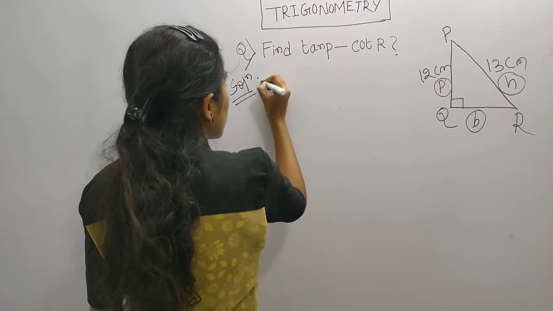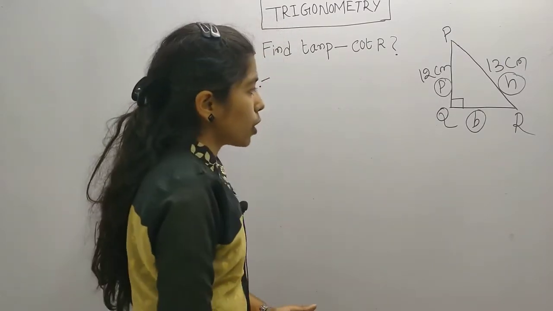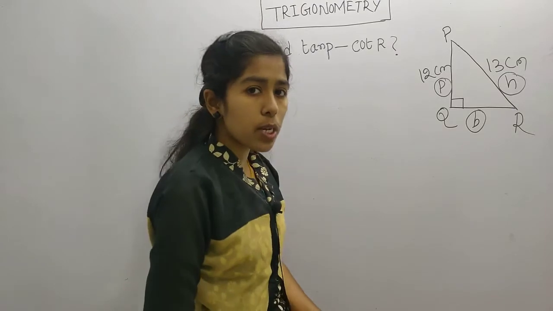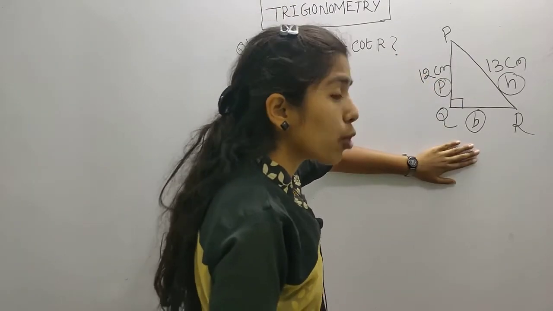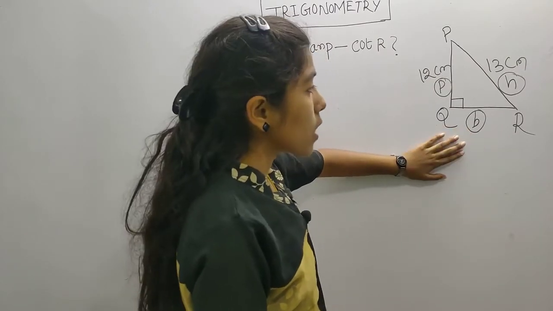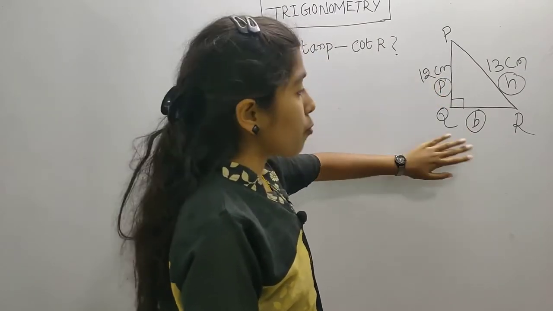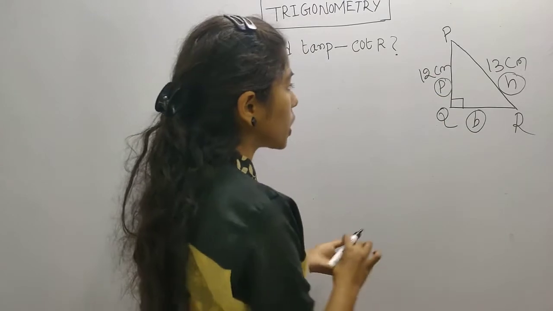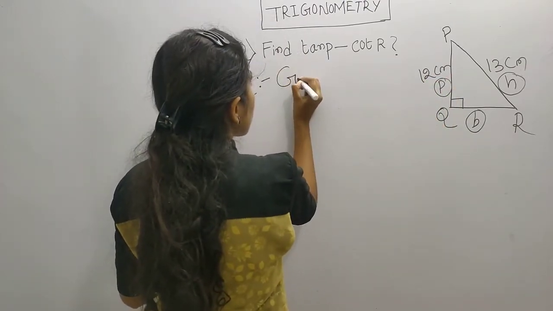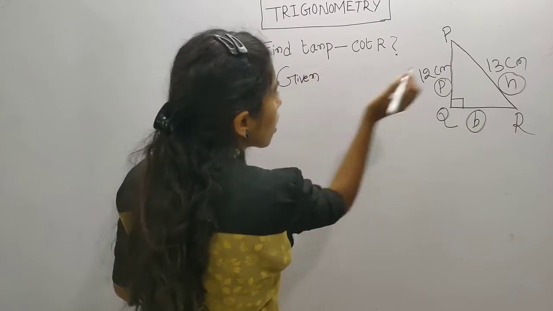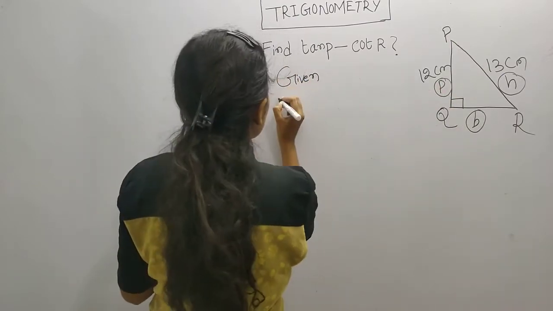See, what is this? First of all, what I told you previously is that first of all you have to look at the triangle. In the triangle, what is given and what is missing. Here, first in maths, you have to write what is given. So what is given? PQ is 12 cm.